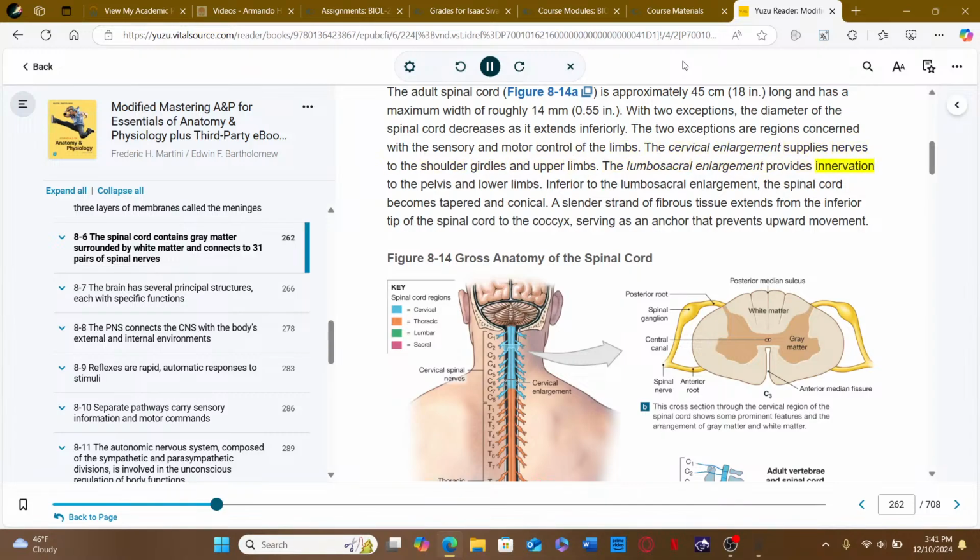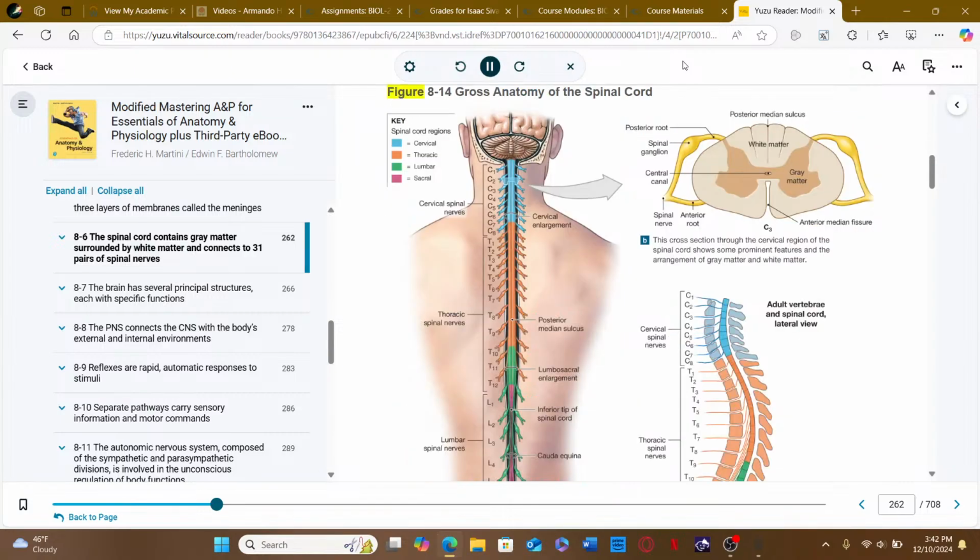The lumbosacral enlargement provides innervation to the pelvis and lower limbs. Inferior to the lumbosacral enlargement, the spinal cord becomes tapered and conical. A slender strand of fibrous tissue extends from the inferior tip of the spinal cord to the coccyx, serving as an anchor that prevents upward movement.